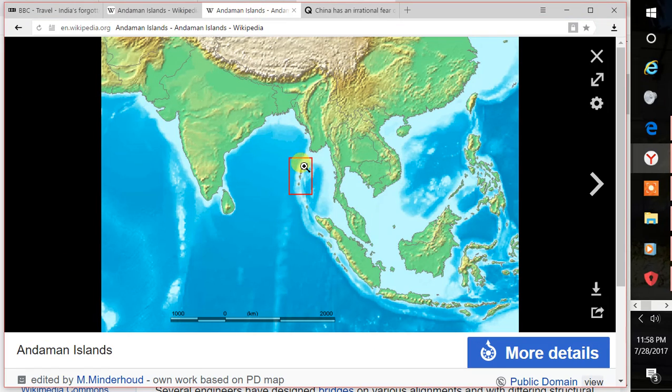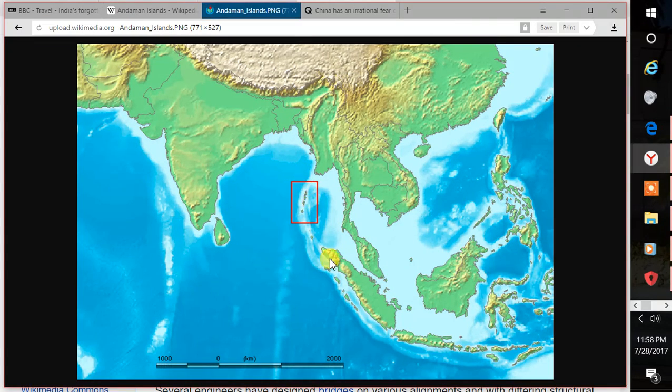So here's where the Andaman Islands are. As you can see here, this is Japan right here. This is North and South Korea. And this is mainland China. This is India on the left. So the Andaman Islands are right here. Okay, so let me pull up the pictures to show you what they look like, so you can actually see that the Japanese can relate to them and know that these were their ancestors.